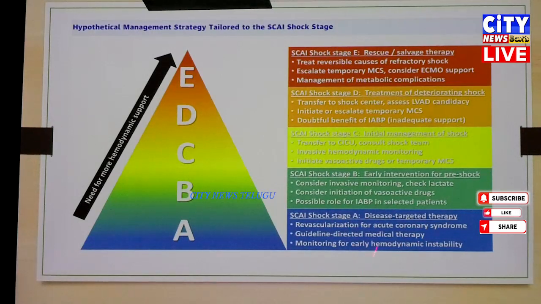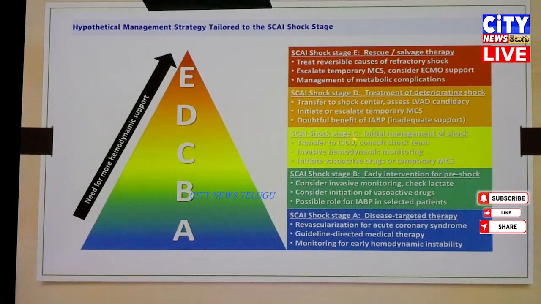So this is the management. If the patient is in stage A, this is targeted therapy. If he is in stage B, then we consider it as pre-shock. Here comes the role of monitoring, checking lactates, initiation of vasoactive drugs, and the role of IABP, that is intra-aortic balloon pump, in selected patients. That is, in ischemic cardiomyopathy or acute MI patients, we have to start IABP.